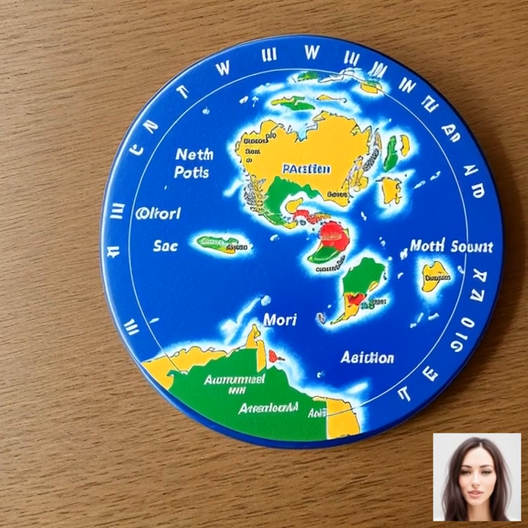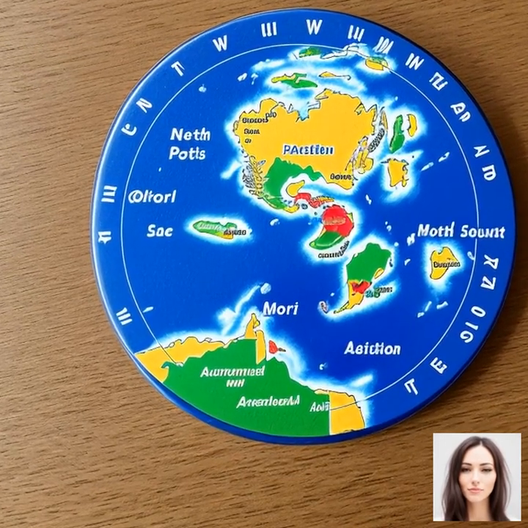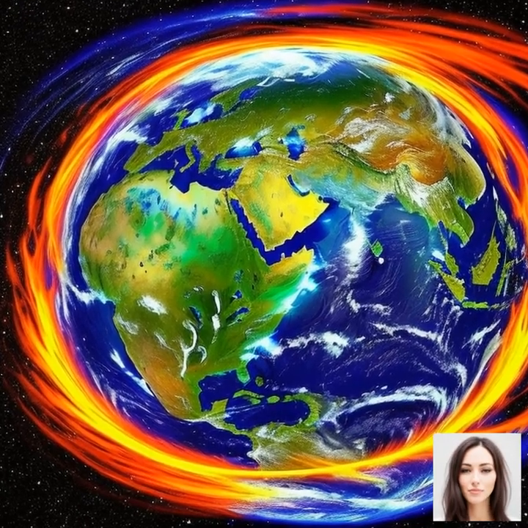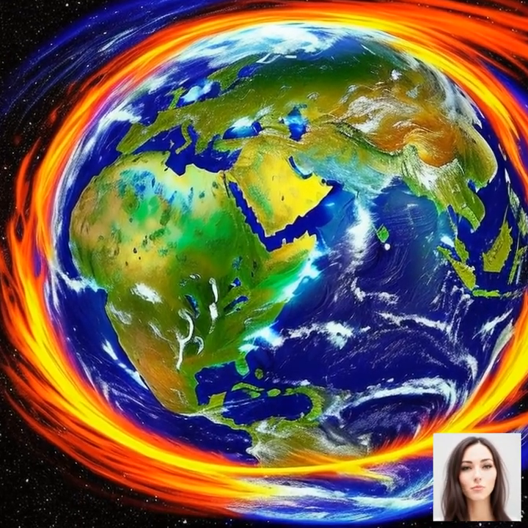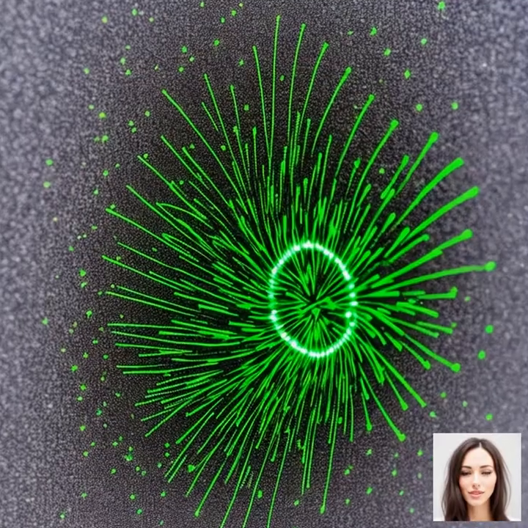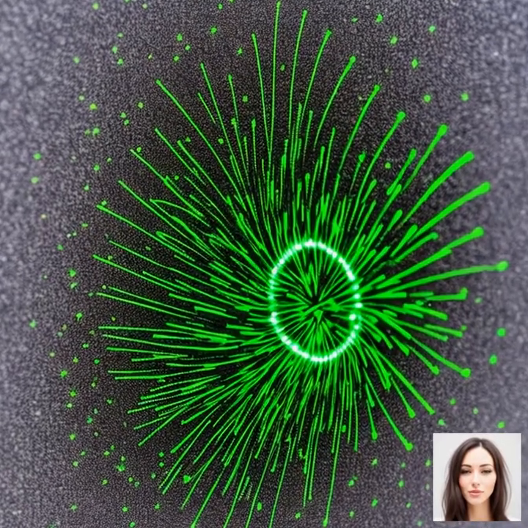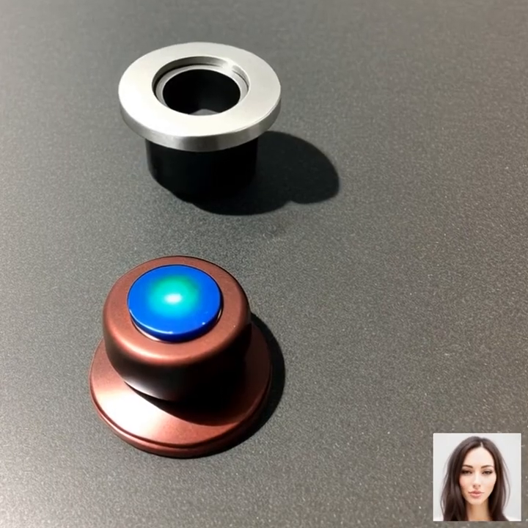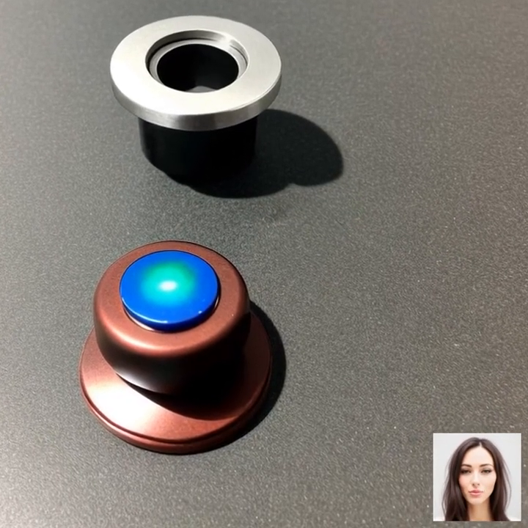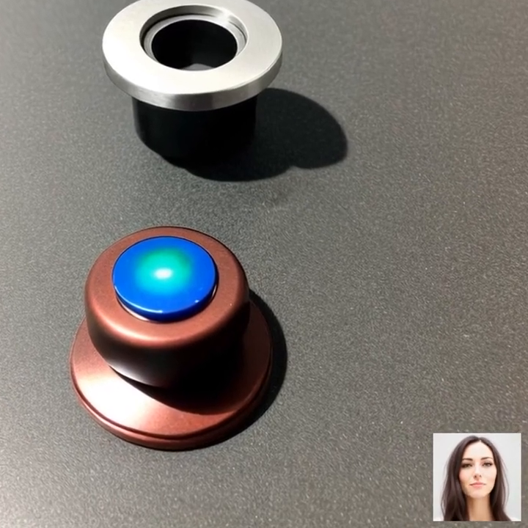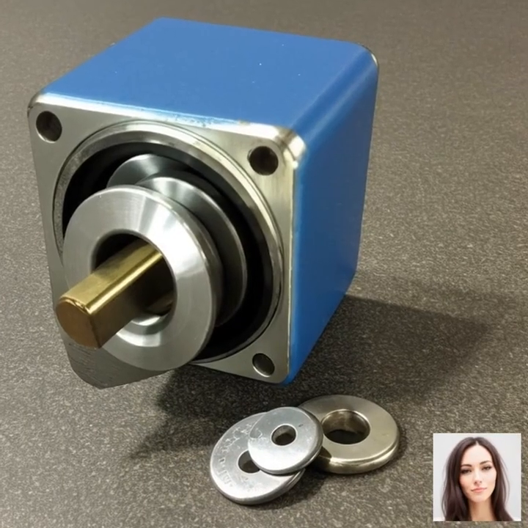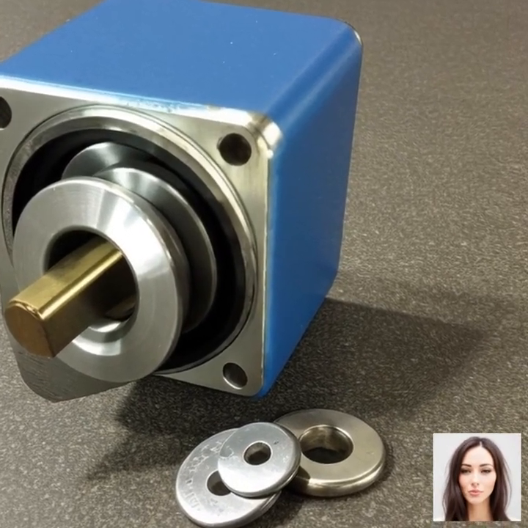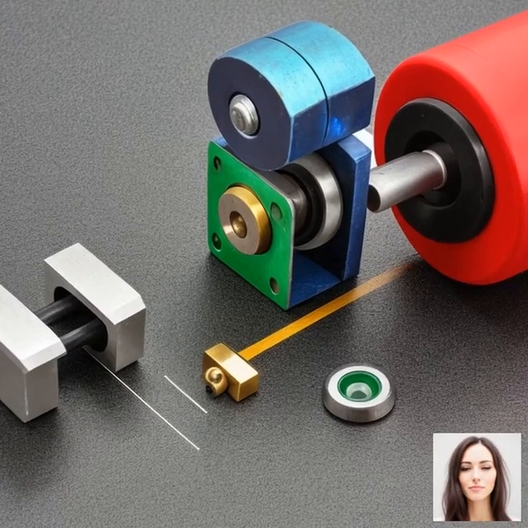Moving on to our next topic, let's discuss magnetic poles. You've probably heard of the north and south poles of a magnet, but what exactly are they, and how do they determine the direction of magnetic forces? Magnetic poles are the two ends of a magnet where the magnetic field is strongest. Each magnet has a north pole and a south pole.